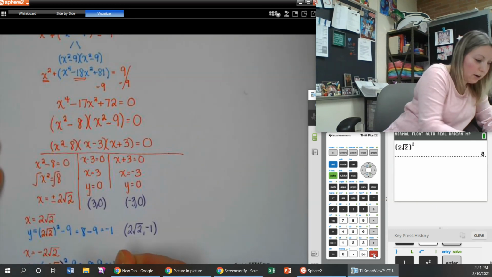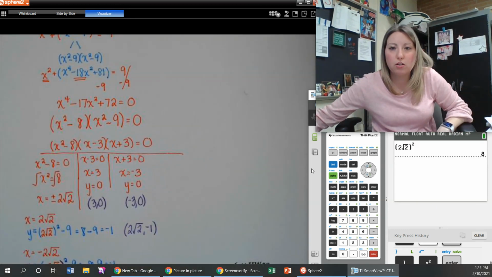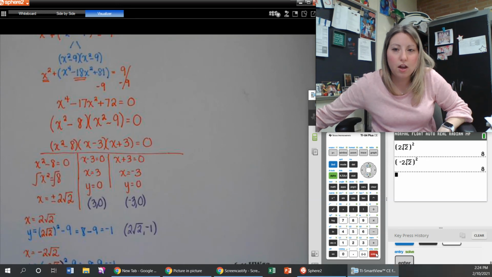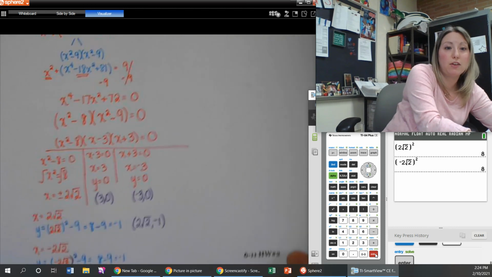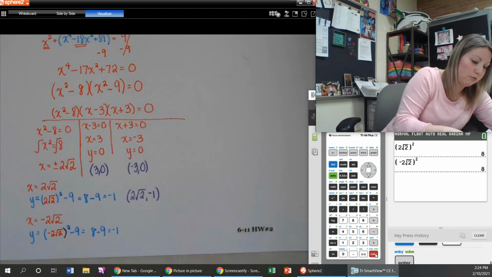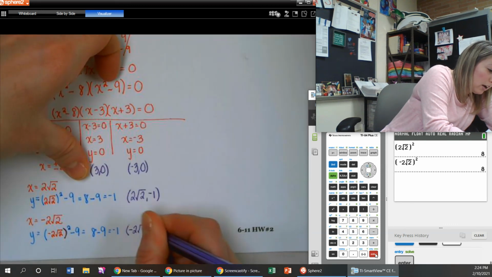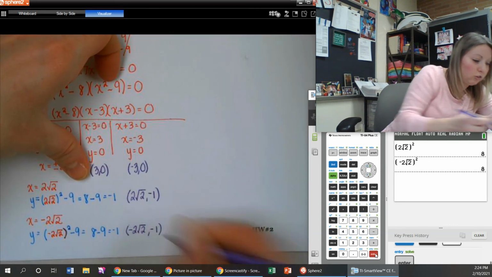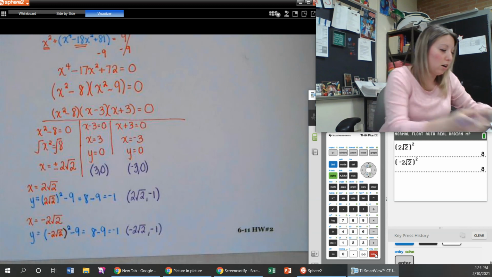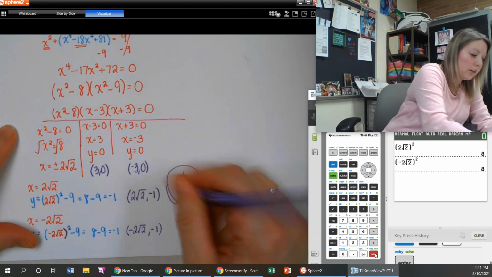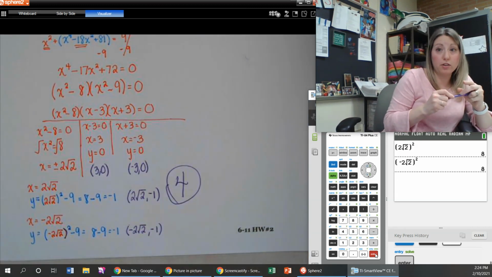And I'll just prove that real quick to you using your graphing calculator. Arrow over here. I just want to make this negative for you. Second and insert. I insert a little negative, and I do that. So I just want to prove to you that that will still give me a positive 8. And the 8 minus 9 is still negative 1. So what this means is on the other side of my circle, there's another match. Okay? So there are 4 intersection points.